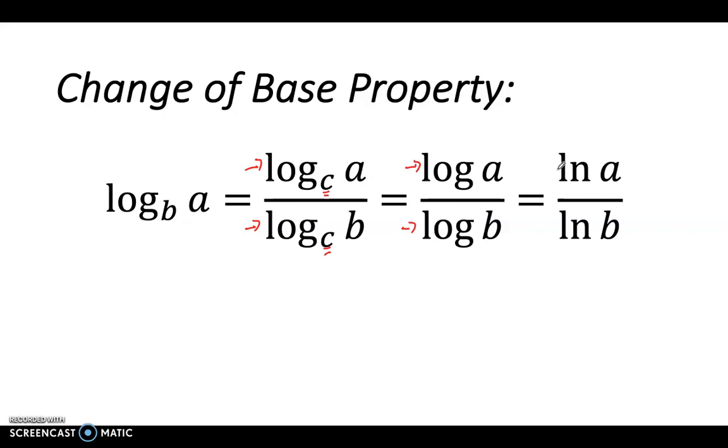Now, let's try to solve some problems involving the change of base property. For example, we want to evaluate the logarithm of 243 base 9. As we can notice, 243 cannot be written in terms of a power of 9. But we can write both 243 and 9 as a power of 3. We have 243 is simply equal to 3 raised to 5 and 9 is simply equal to 3 squared. So therefore, we can apply the change of base property.